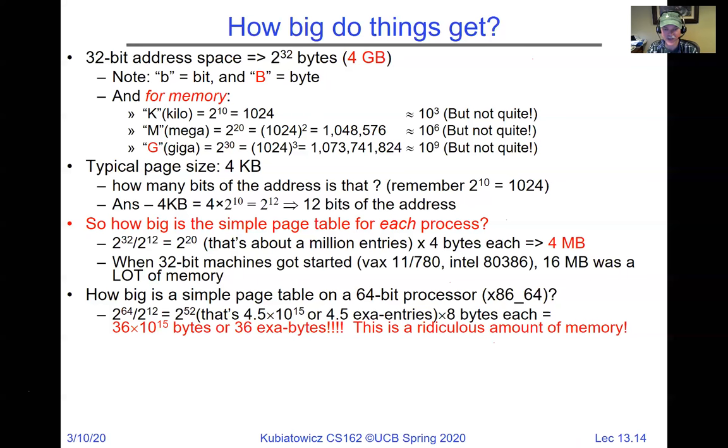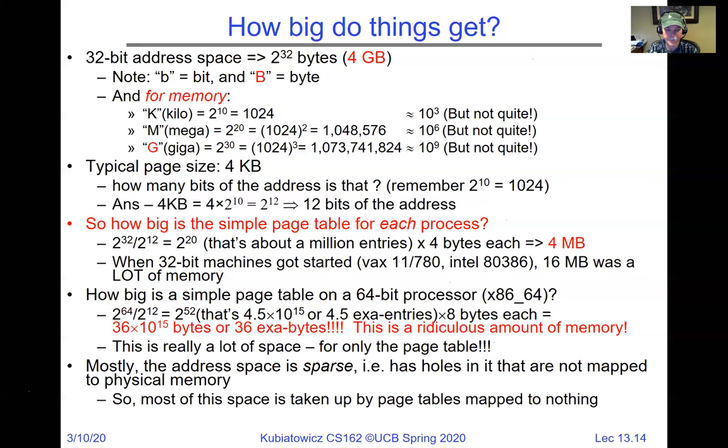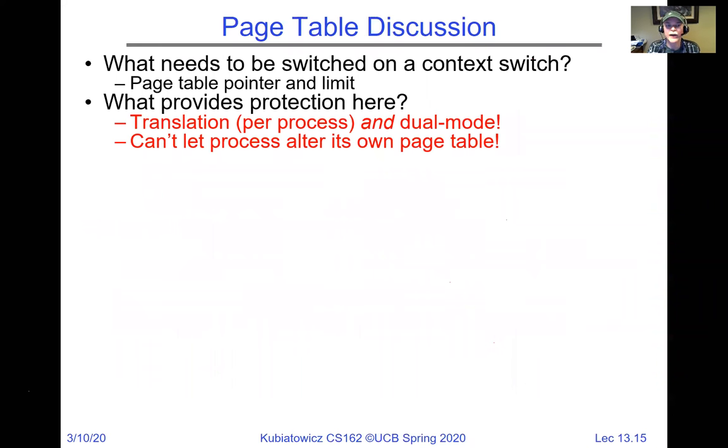Too big, too much empty space. Okay, and so the address space is sparse, and what we need is something to deal with a sparse address space. So what needs to be switched on a context switch here? Well, the page table pointer clearly needs to be switched, all right? What provides protection? Both the per-process translation table and the dual mode, which we're going to mention again, prevent the process from changing its own page table.